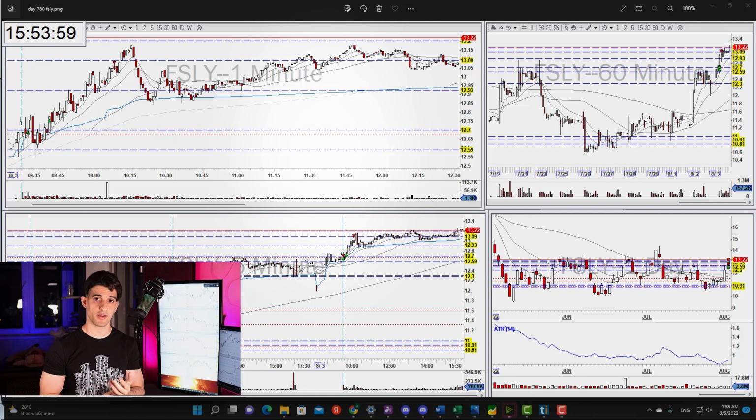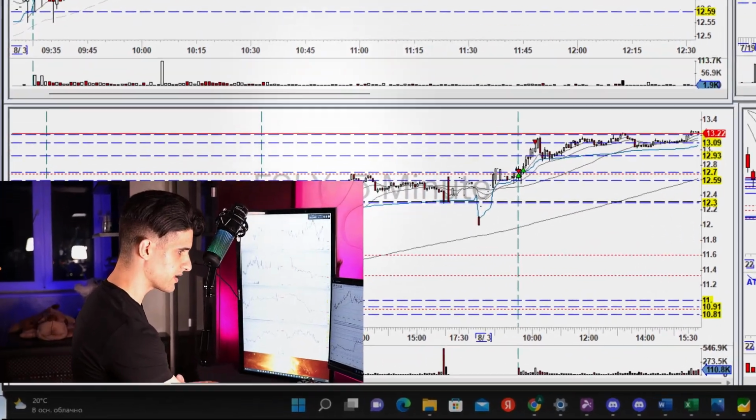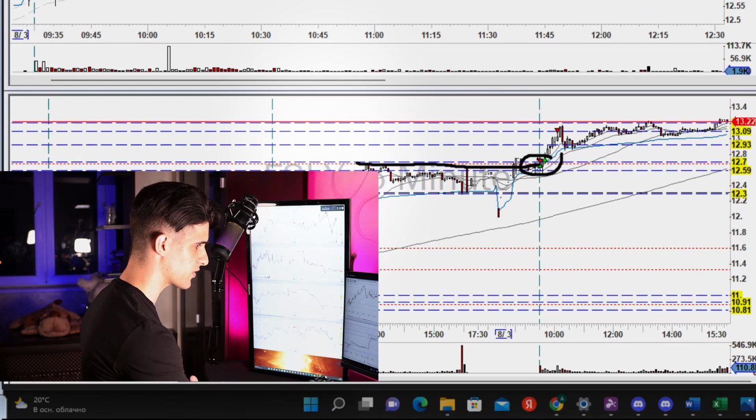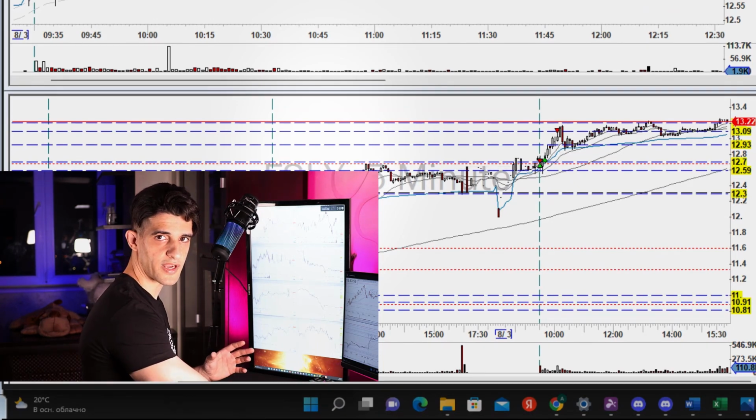Now I need to identify where I would be entering and where would be my stop loss. Usually my entry for a breakout is the break of a range. That is our range, and you could see it zoomed out on the 5-minute chart, and my entry would be approximately around the break of the range. We're good with that part.